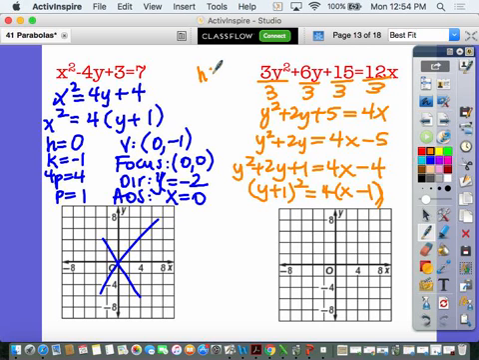So what is h? K, p, 1, because 4p will equal 4, so p will be 1. Your vertex is 1, negative 1. Focus is at 2, negative 1, because since it opens to the right, that means your x's are going to be the ones that are affected.